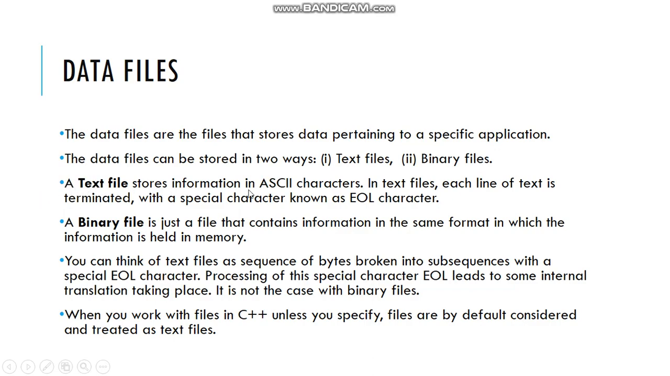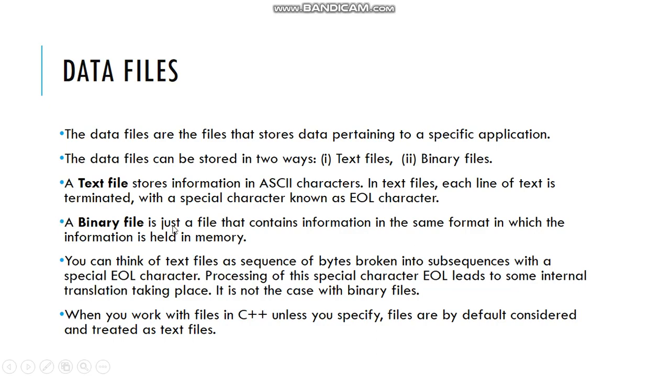A text file stores information in ASCII characters. In a text file, each line of the text is terminated with a special character known as the EOL character, which is the end of line character. So this text file contains all the characters or letters, we can say, in its file storage. The next one is binary file.